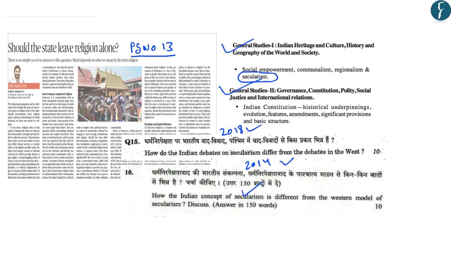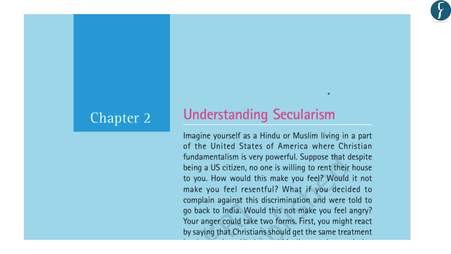So under this we will try to understand the basic concept of secularism in the Indian constitution and also the difference between the Indian and the Western model of secularism. Now if you go through the social science NCERT of class 8th, which is Social and Political Life, in the second chapter, the concept of secularism has been explained very lucidly. So let us look at the important highlights of this chapter to understand the concept of secularism and how the Indian concept of secularism is different from the Western concept of secularism.